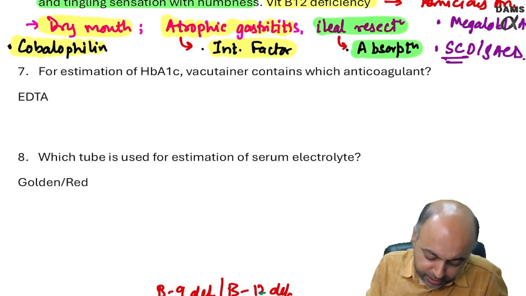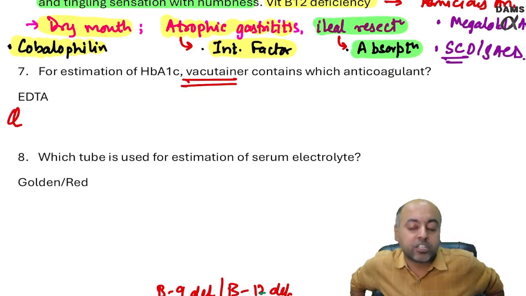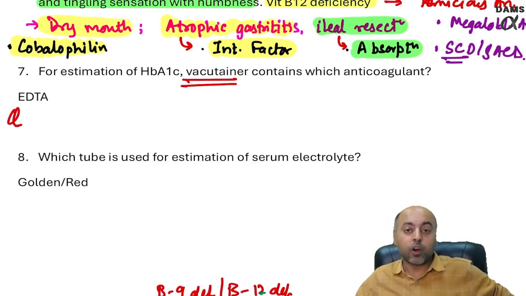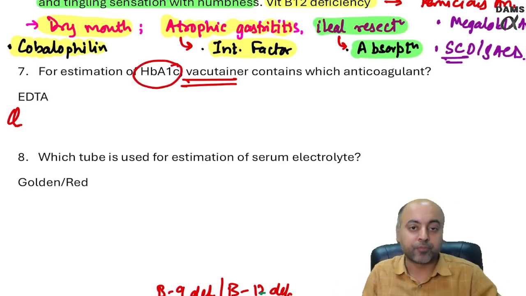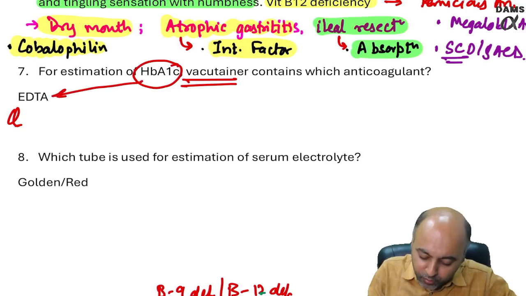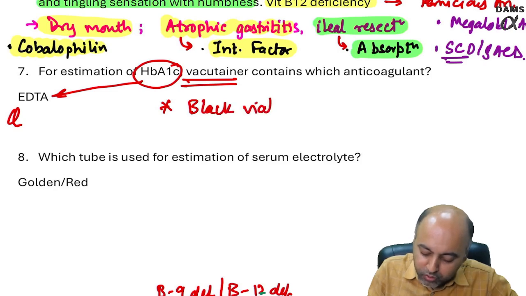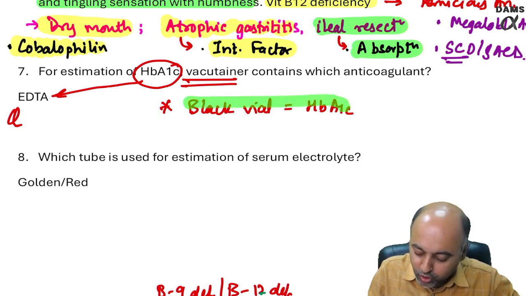Then we are also getting questions on vacutainers. Very commonly you are getting two to three out-of-the-way questions on vacutainers. One is for HbA1c. As of now we are using EDTA. However, if the question mentions a black vial, the black vial was previously used for the estimation of HbA1c. So you have to watch out for the presence of the black vial in the options.